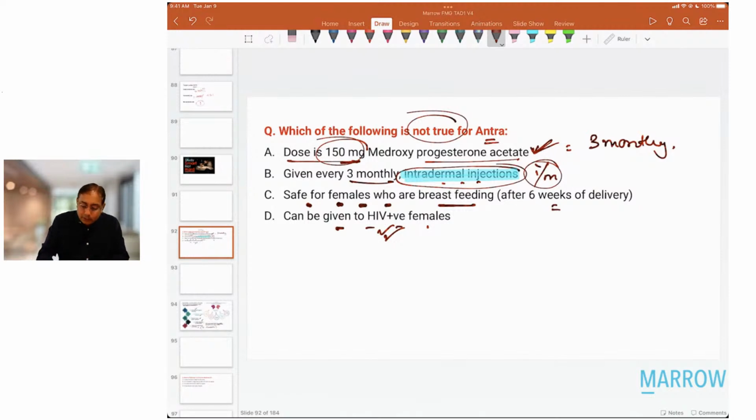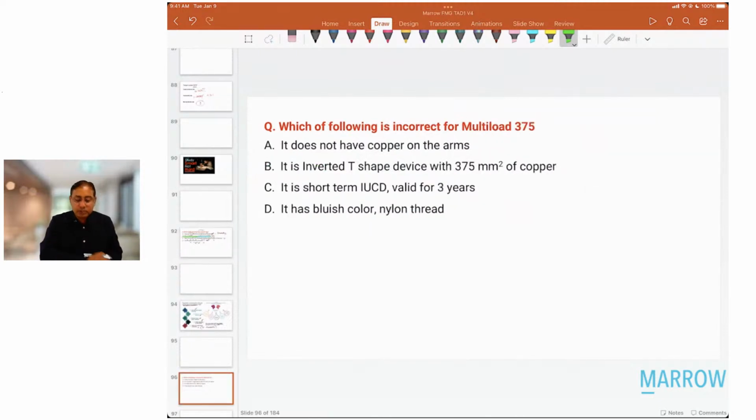It is safe for females who are doing breastfeeding. This is also true. It can be given to HIV positive females. This is also true. So which is the wrong one? Option B. It is given 3 monthly, that is correct, but it is not intradermal. It is given as an intramuscular injection.